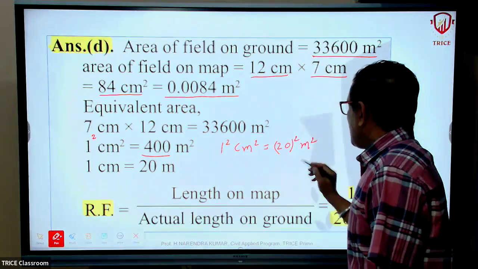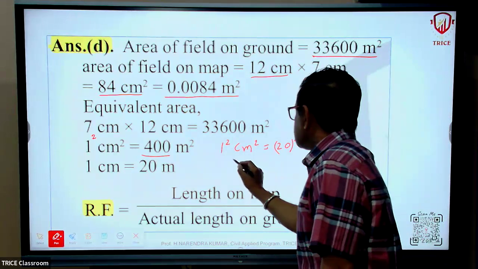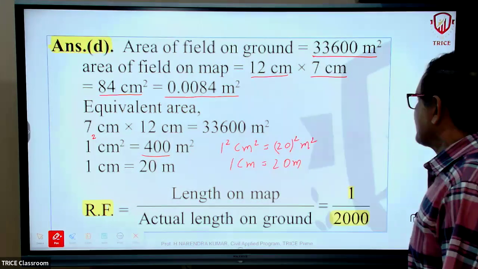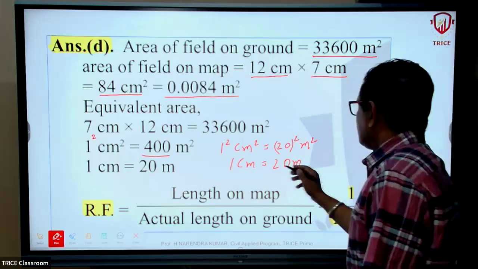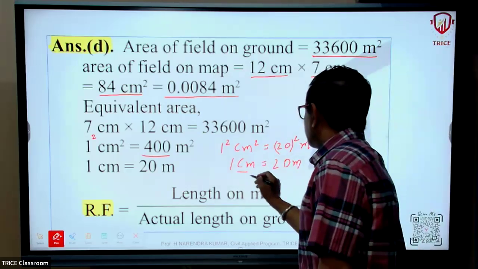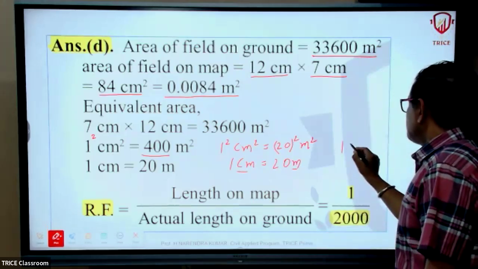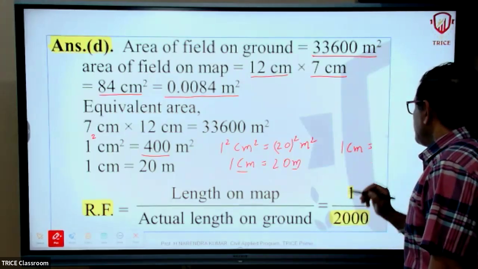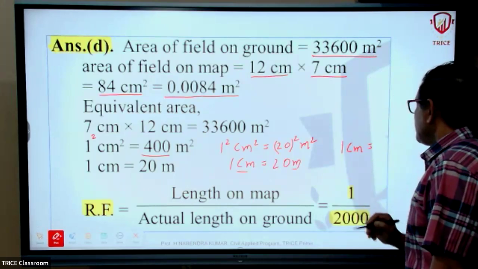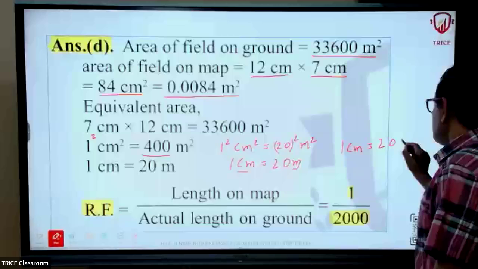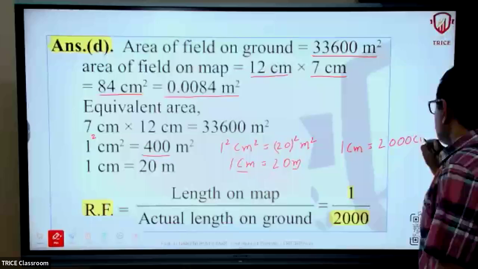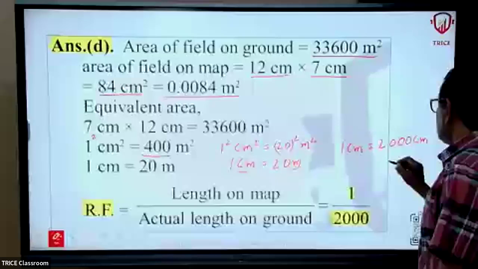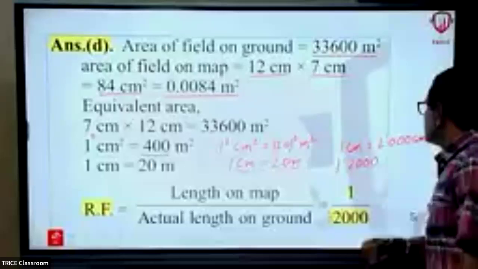So I can rewrite this as 1 centimeter is equal to 20 meter. So here units are different, centimeter and meter. So I can rewrite this as 1 centimeter. So 20 meter, if it is converted into centimeter, it is 2000. 20 into 100, 2000 centimeter. So if I cancel this, on one side it is 2000.